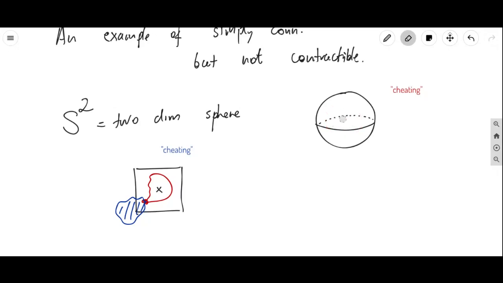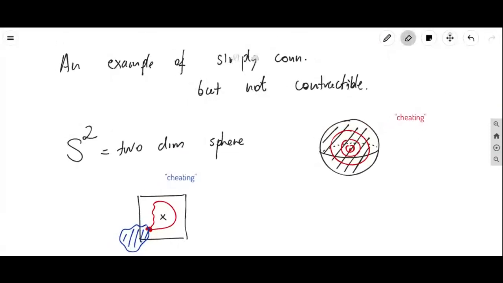Now, if the sphere, however, was a solid ball, right? If you had a solid ball, well, we can see it's convex, then absolutely you can do it, because then you're moving within your space. You're not leaving your space. You're not going into a different space. That's the intuition for that. So this is a nice example of something that is simply connected but not contractible.